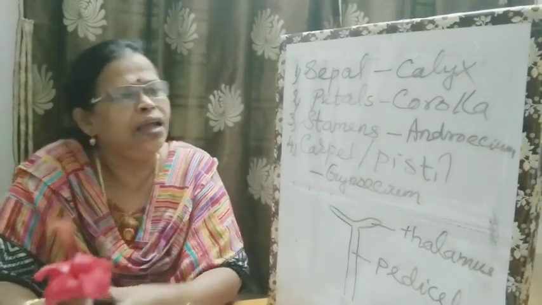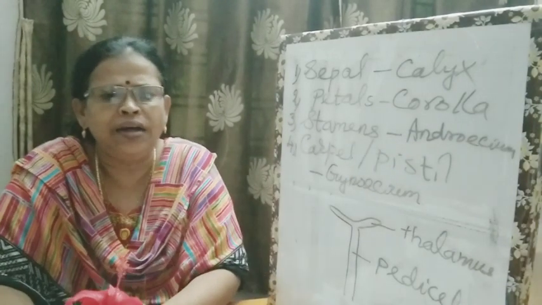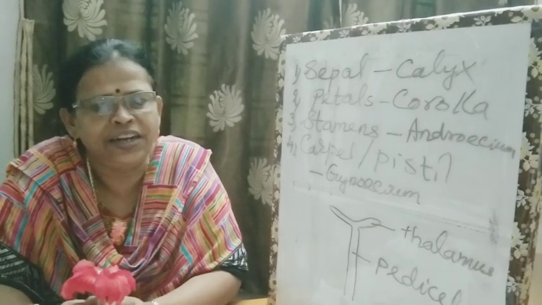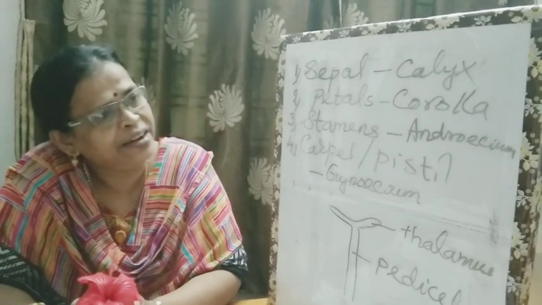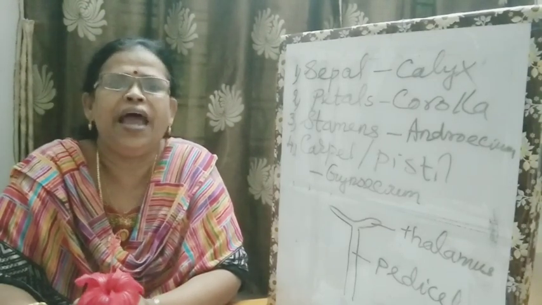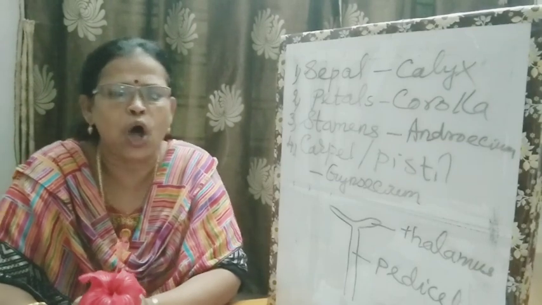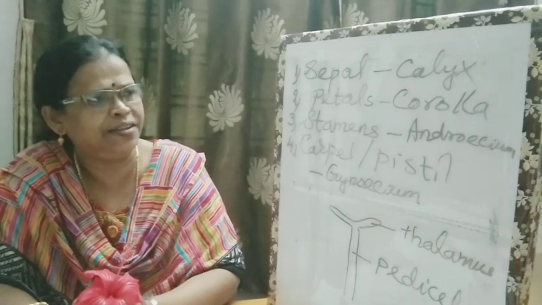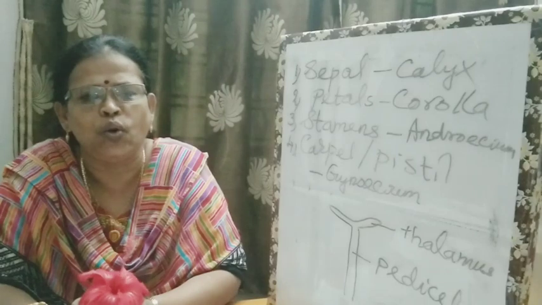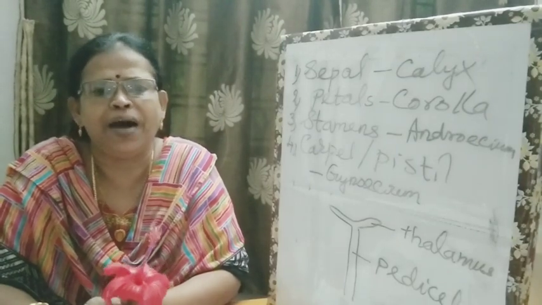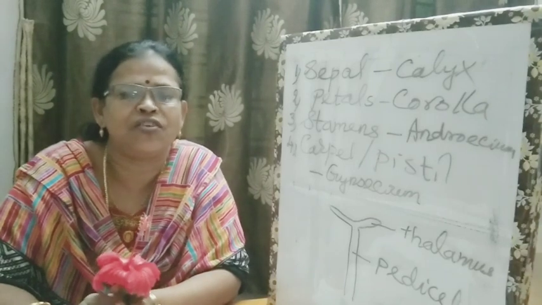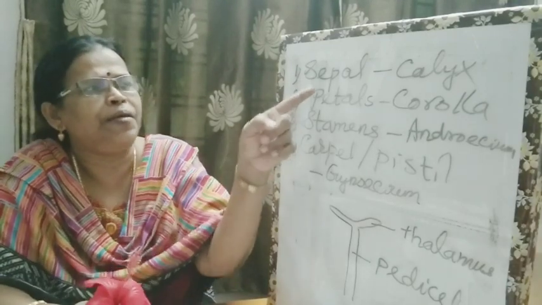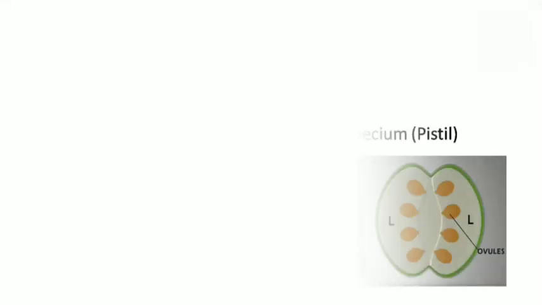Now in a flower, androecium and gynoecium are the essential parts. Which are the essential parts of the flower? Androecium and gynoecium. What is androecium made up of? Stamens. And gynoecium is made up of carpels or pistil. So sepals and petals, or calyx and corolla, are non-essential parts, otherwise called accessory parts of a flower. Which are the accessory parts of a flower? Sepals and petals, or calyx and corolla.